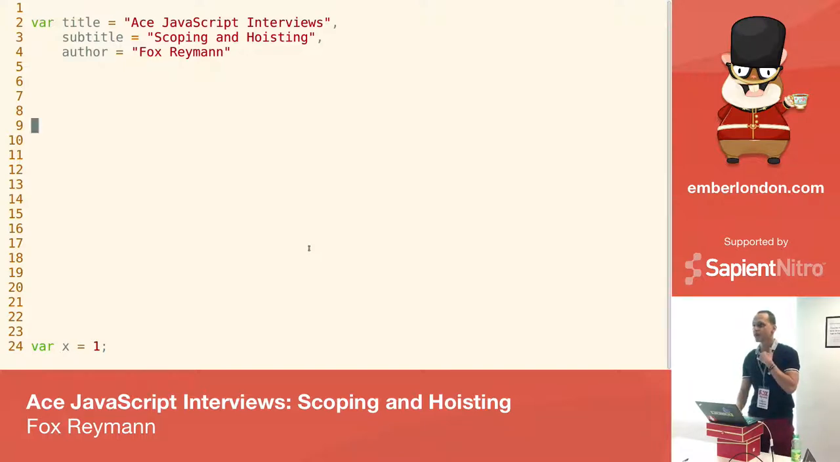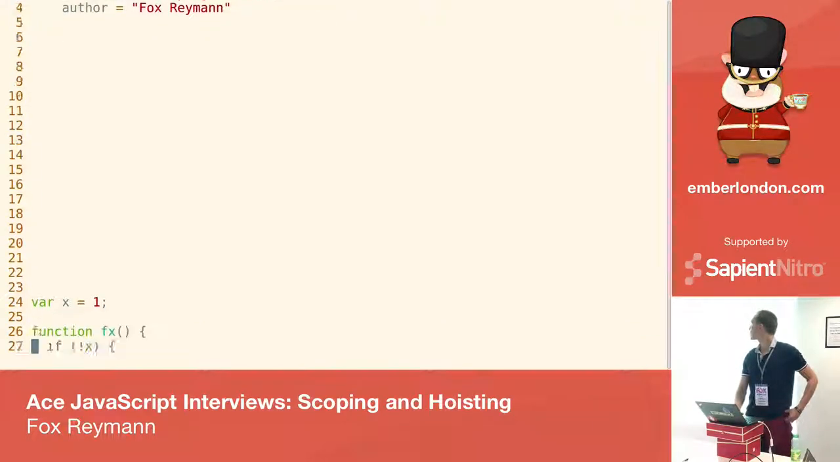So I am a lead of experience at Sapient Nitro. My name is Tom. Is Tom here? Whoever comes can be Tom. Okay. And you are a developer applying for a job at Sapient Nitro. It's your dream job. And I'm asking you a question.